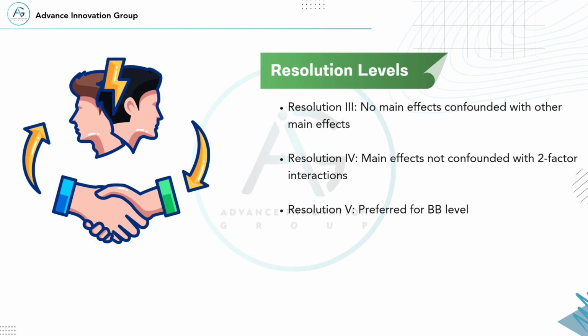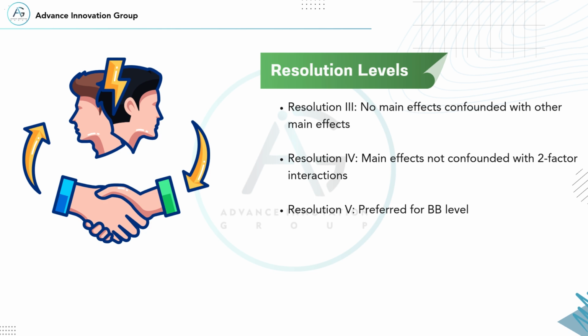Resolution 4 is a step up. Here, main effects are not confounded with two-factor interactions, but two-factor interactions might still be confounded with each other. This gives us more clarity when interpreting main effects.